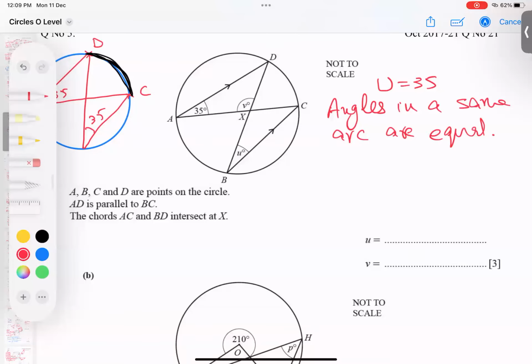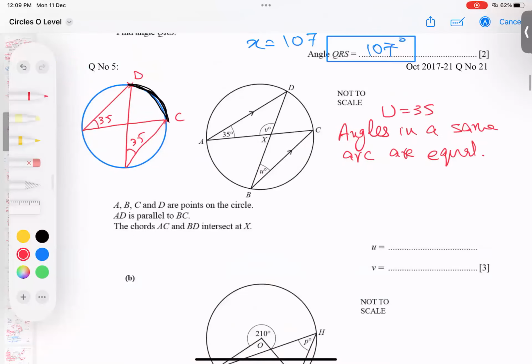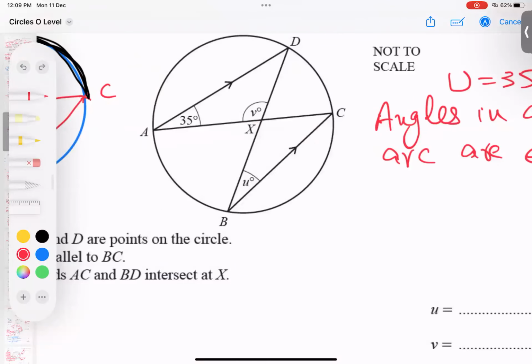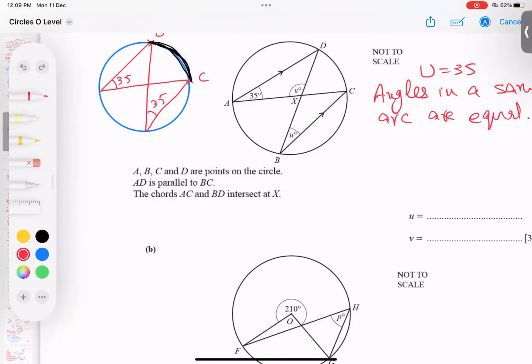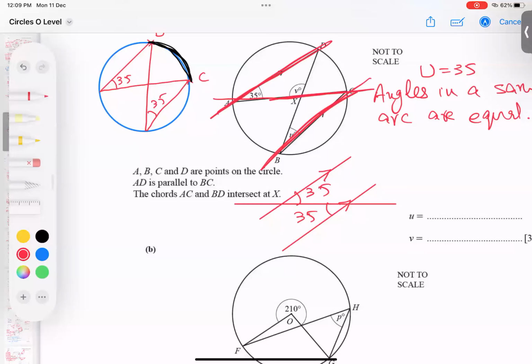So let's talk about the next part. The next part is asking for v. Very interesting. We did not focus on these two arrows. I just introduced this concept: when two lines are parallel to each other, have a look, this arrow and this arrow mean these lines are parallel to each other. And if this line cuts like this, and this is 35, then this is automatically 35. So this line and this line are parallel and this line cuts them.